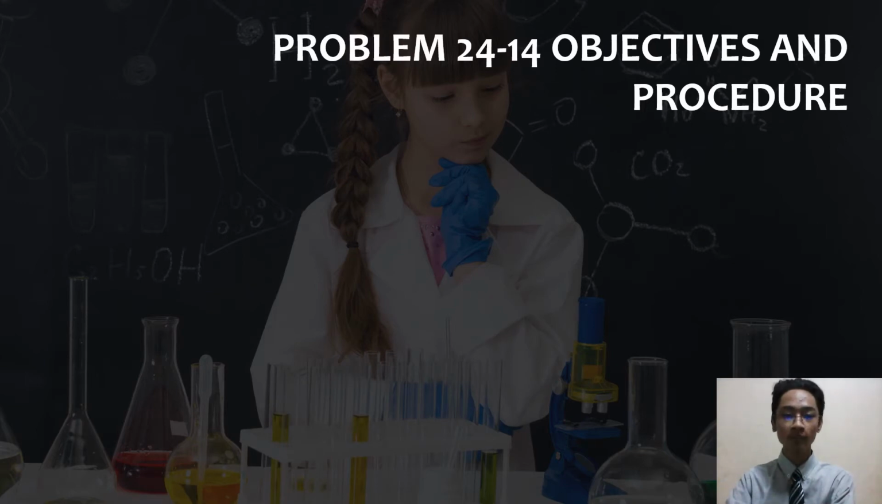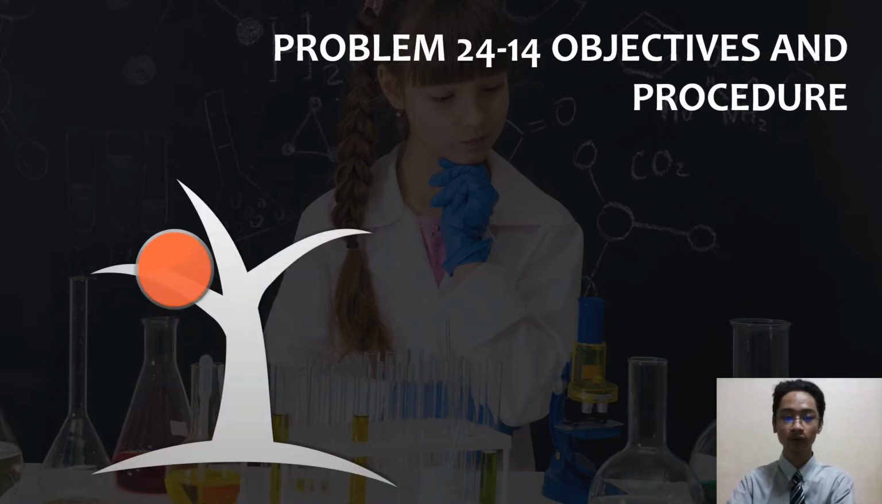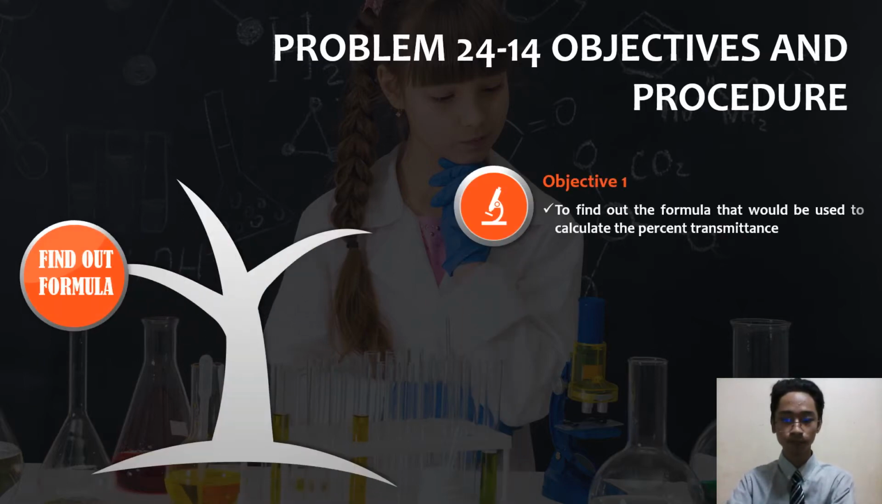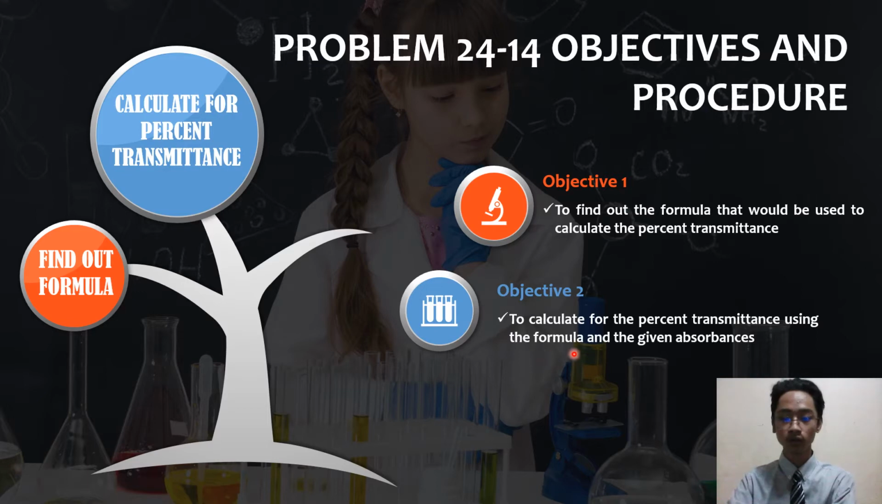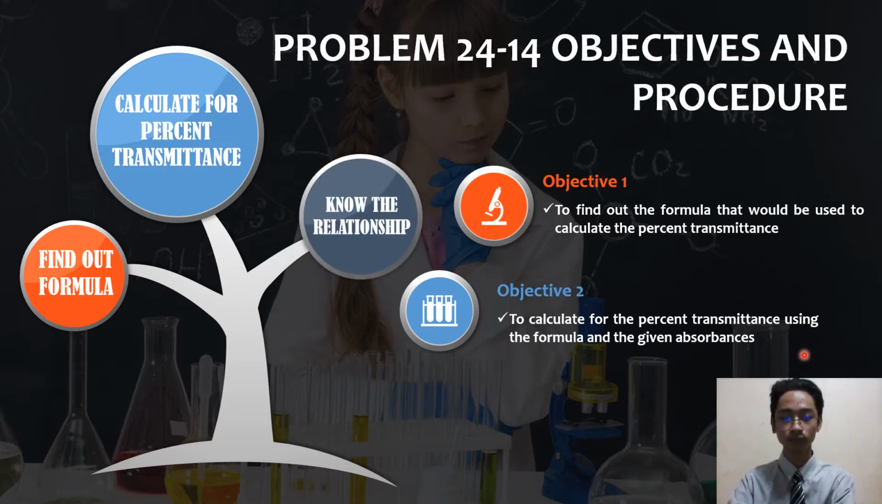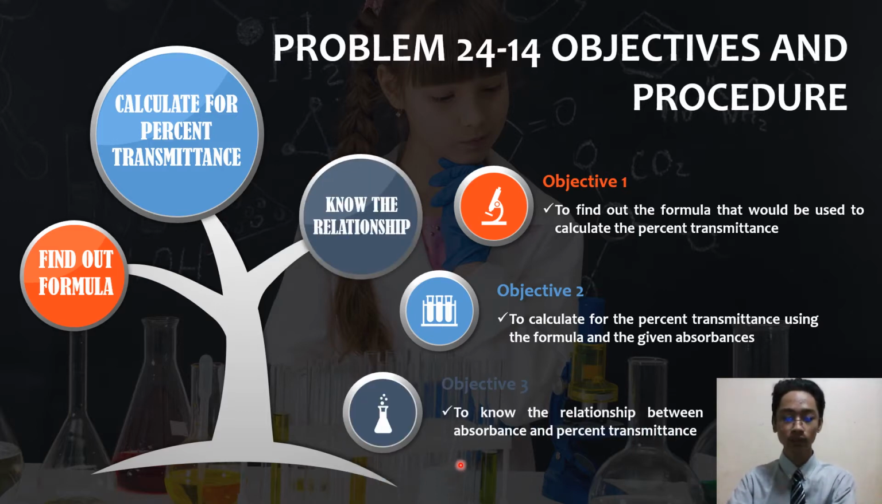So, for problem 24-14, Objectives and Procedure. First objective, to find out the formula that would be used to calculate the percent transmittance. Second objective, to calculate the percent transmittance using the formula and the given absorbances. Third objective, to know the relationship between absorbance and percent transmittance.